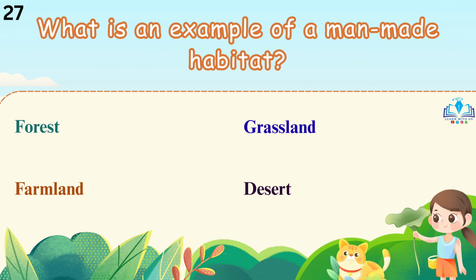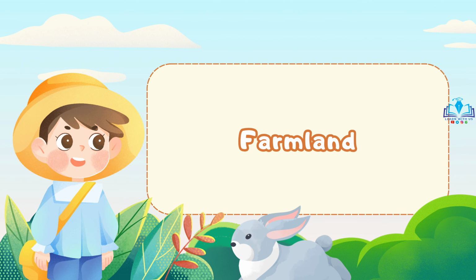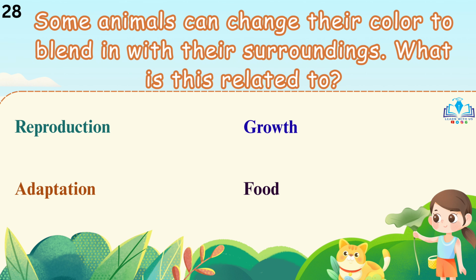Question 27. What is an example of a man-made habitat? A. Forest, B. Grassland, C. Farmland, D. Desert. Answer C. Farmland.